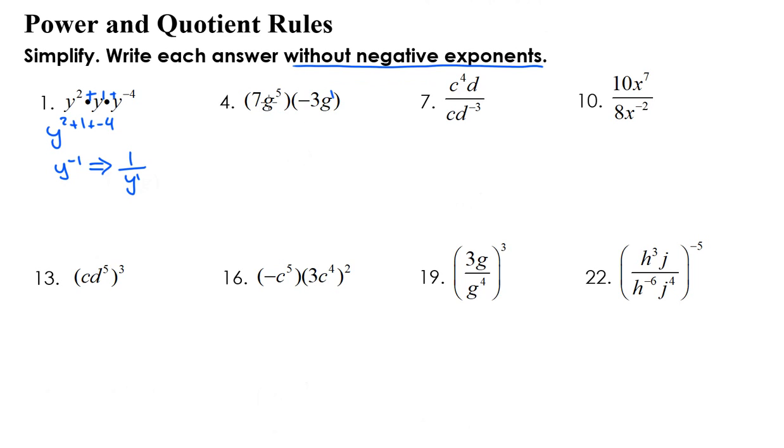We're going to multiply the numbers together. 7 times negative 3 is negative 21, and g to the 5th times g to the 1st is g to the 5 plus 1, which gives us negative 21 g to the 6th.